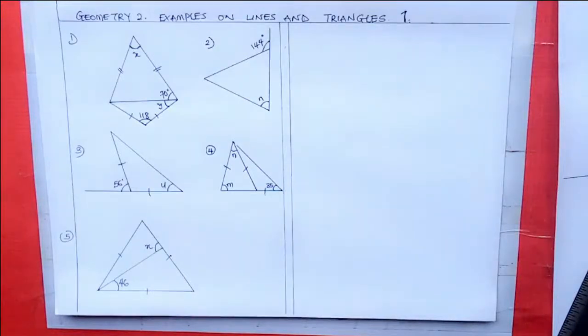In this lesson, we'll be taking some examples on the lines and triangles theorem and types of triangle which we have discussed in the last two previous classes. So if you have not watched them, please go back and watch them.